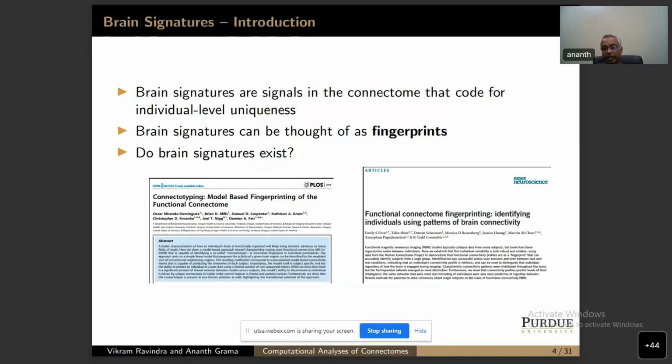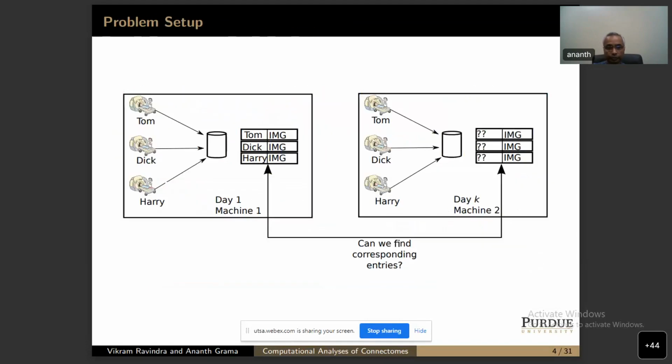And there have been a number of results leading up to ours which say that such signatures exist. Most notable, if you're interested, is a paper by Emily Finn, which appeared in Nature Neuroscience, which basically uses raw correlations to tell you that such signatures exist, and you can get a relatively high accuracy in being able to predict which one of the MRIs is yours, but it doesn't say anything about where that unique aspect of your brain actually lies. So the first key question that we're looking to answer is what part of the functional connectome is unique to individuals, and we call them brain signatures. All right, so the problem is set up as follows.